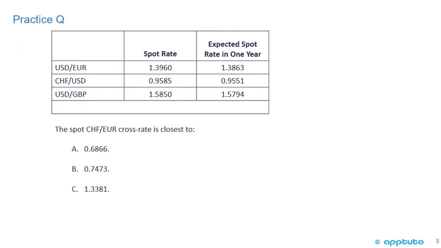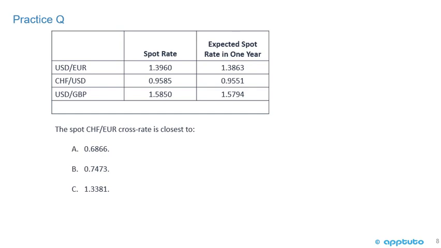So we've got three rates here. US dollar to euro, spot rate 1.3960, and then we have an expected spot rate in 1 year, 1.3863. Then we have the Swiss franc to US dollar, 0.9585 is the spot rate. Expected spot rate in 1 year, 0.9551. And finally, we have the US dollar to Great Britain pound, 1.585 is the spot rate, 1.5794 is the expected spot rate in 1 year.